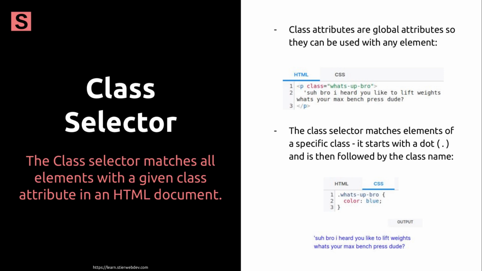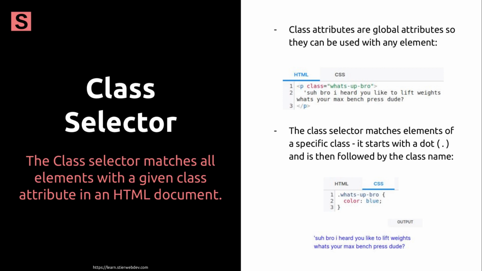The class attribute is used primarily for styling purposes, although later on we'll see that it has some uses with JavaScript as well. You can put whatever you want as the value of your class attribute and use the class selector to find that element and style it. The class selector starts with a dot and then is followed by the class name, which is the value of whatever you wrote in your class attribute. This selector will match all elements that have a class attribute with that class name.